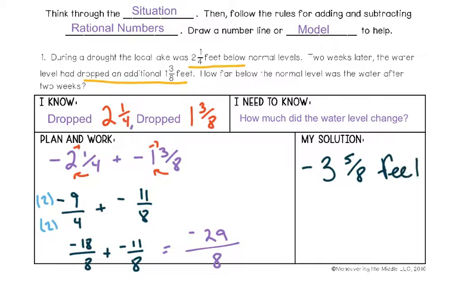You always want to add your units. So now we've answered the question, how far below the normal level was the water after 2 weeks? It dropped 2 1/4 and then dropped 1 3/8 more. So it dropped 3 5/8 feet altogether.